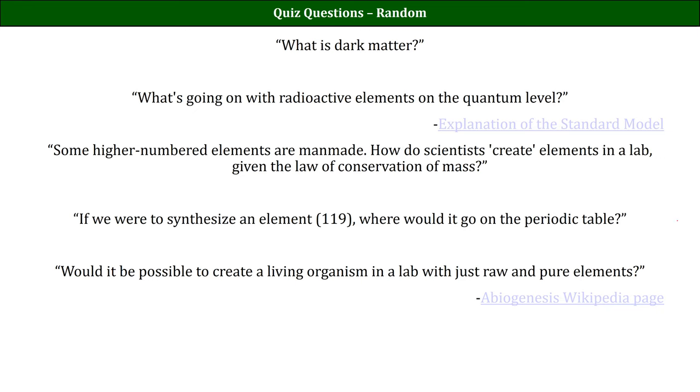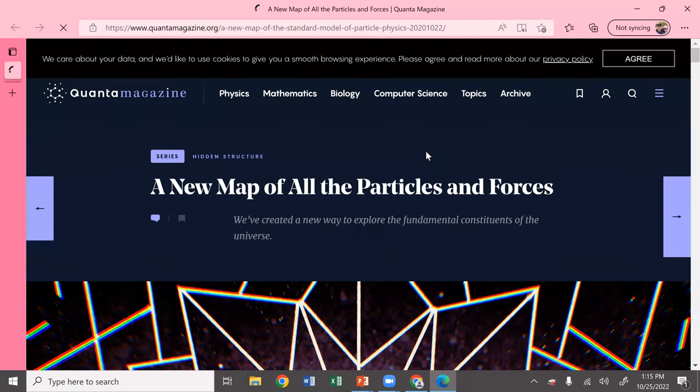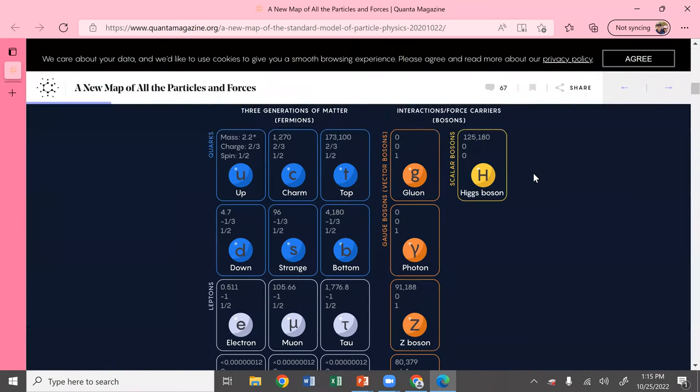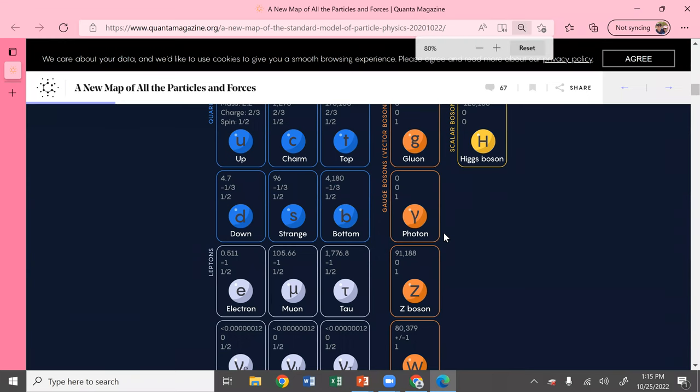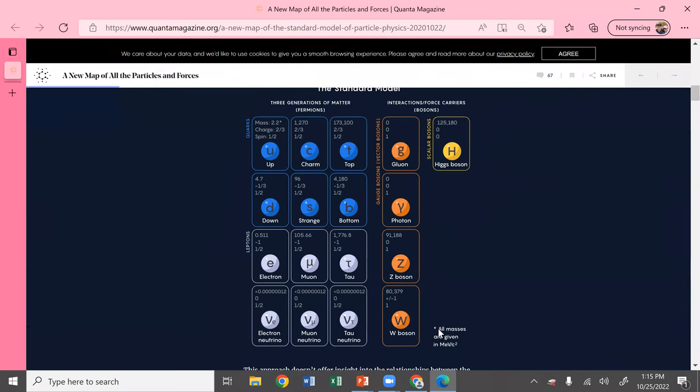This is a really good article, especially for those of you who are into physics. That is what's called the standard model, basically our best understanding for how matter and the four fundamental forces sort of interact with each other in the universe. And it can be explained in terms of what are known as fermions and bosons. So it kind of looks like a periodic table.